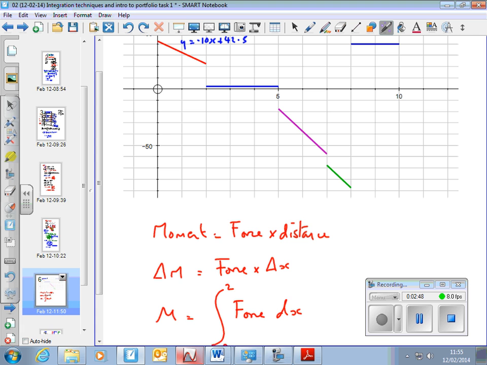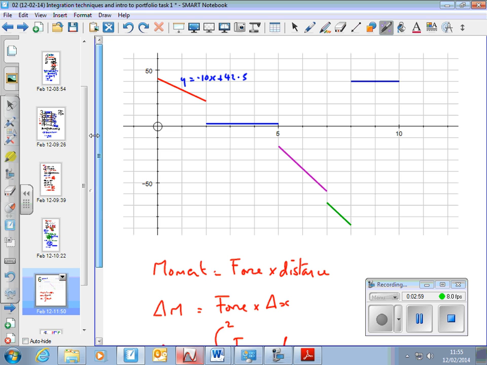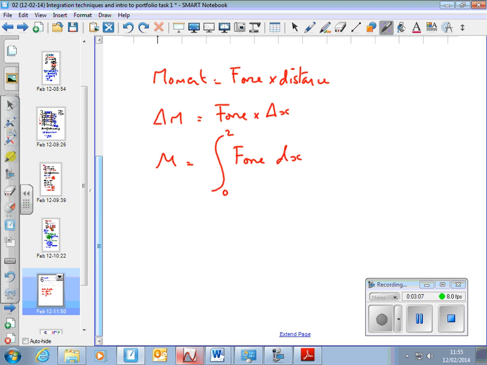But it was sketched. Now we're actually going to come up with the function by integrating the force function, which we now know, between 0 and 2. So what is the force function between 0 and 2? It's that, minus 10x plus 42.5. So, from A to B, the change in moment between A and B is the integral between 0 and 2 of minus 10x plus 42.5 with respect to x.